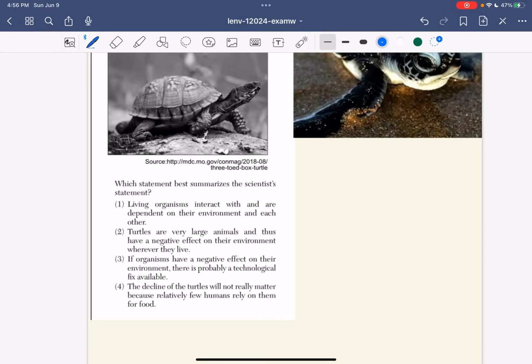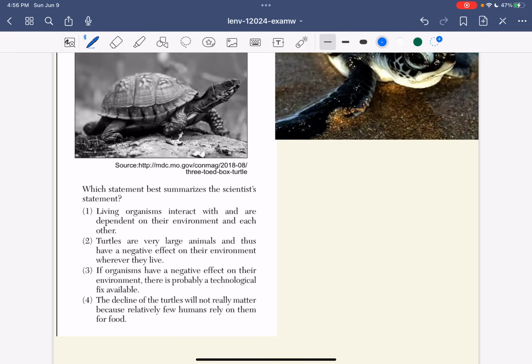So let's take a look at what it's asking for. Which statement best summarizes the scientist's statement? Okay, let's take a look. Number 1, living organisms interact with and are dependent on their environment and each other. This sounds pretty good. Because yes, organisms do interact with each other, and organisms do depend on each other for food and resources.